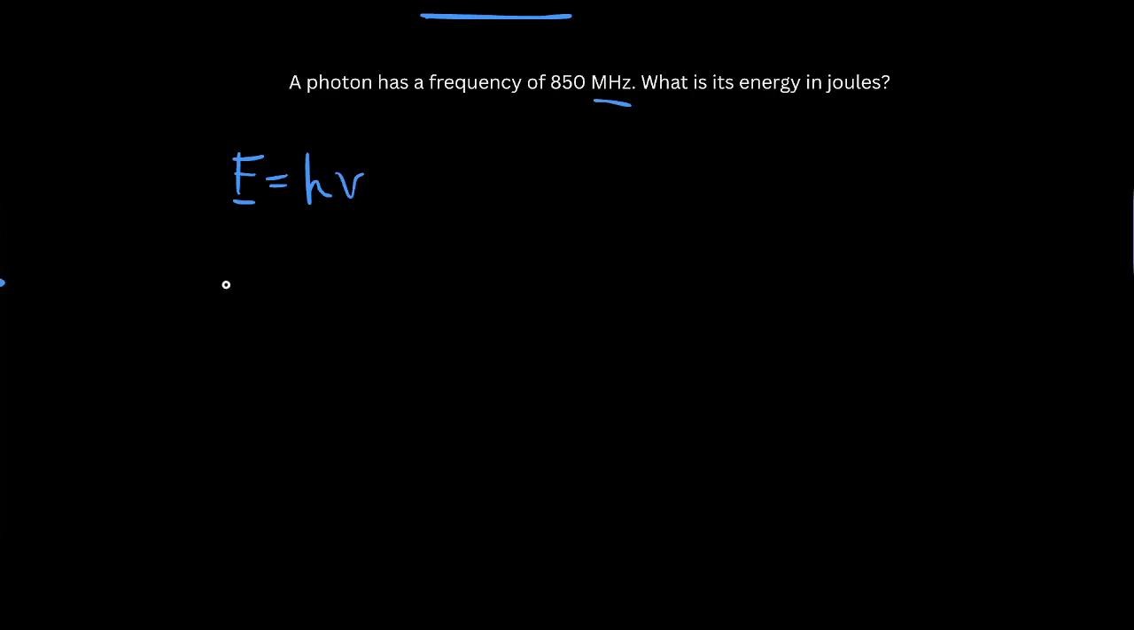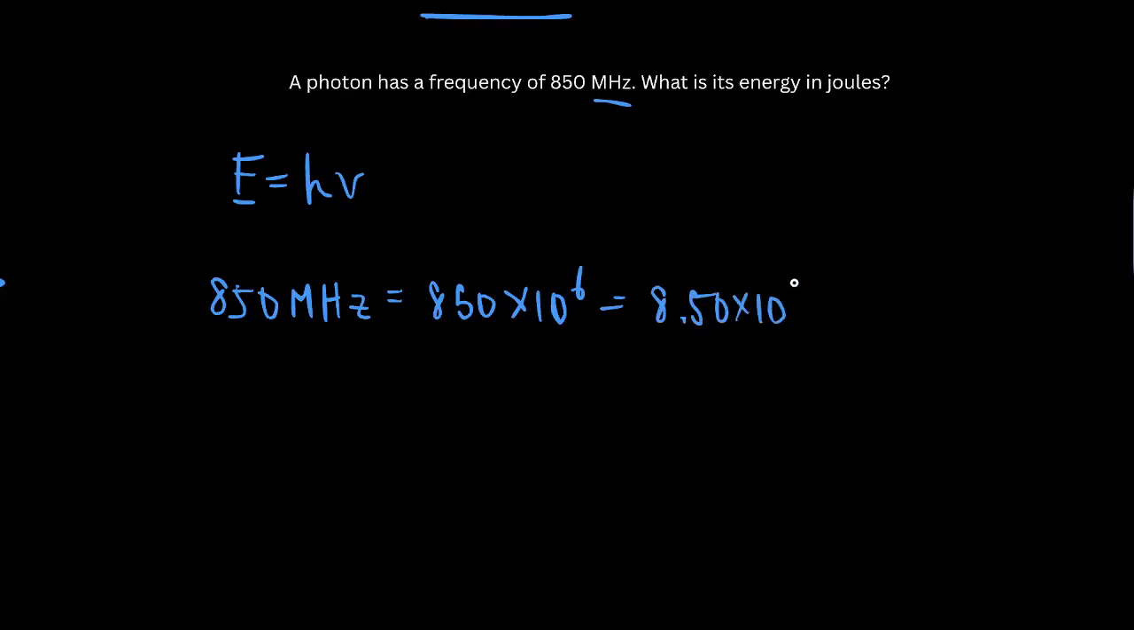And so in this case, 850 megahertz, well, that's the same thing as 850 times 10 to the 6th. So that's what the prefix here, the unit of megahertz, tells us. And we can write this in scientific notation by just saying 8.50 times 10 to the 8th hertz. So this is the number of hertz that we're dealing with. Now we have our frequency.